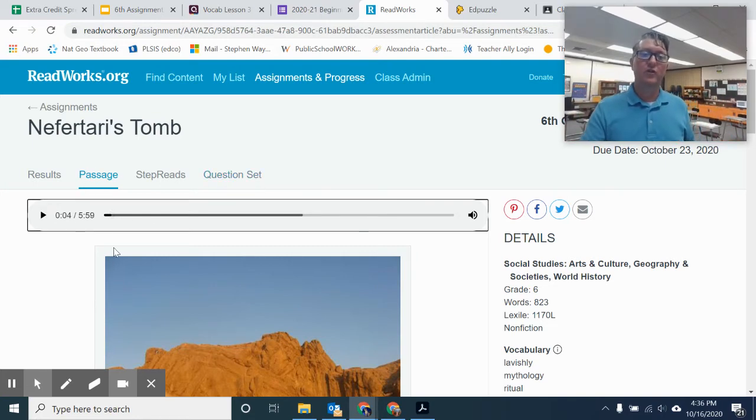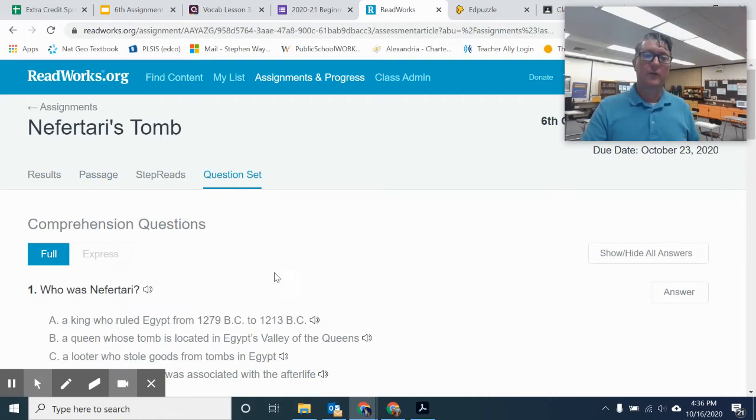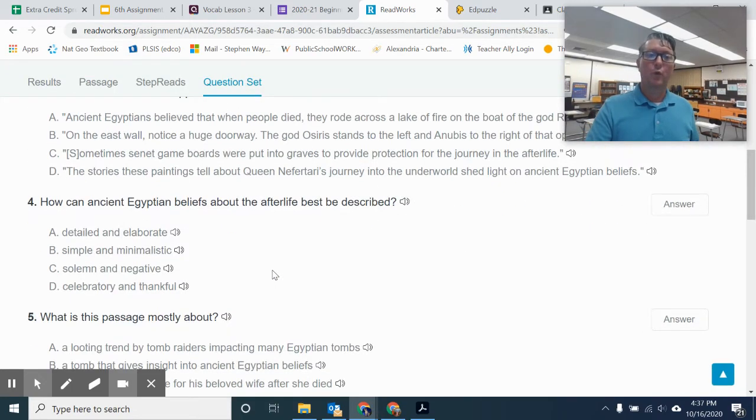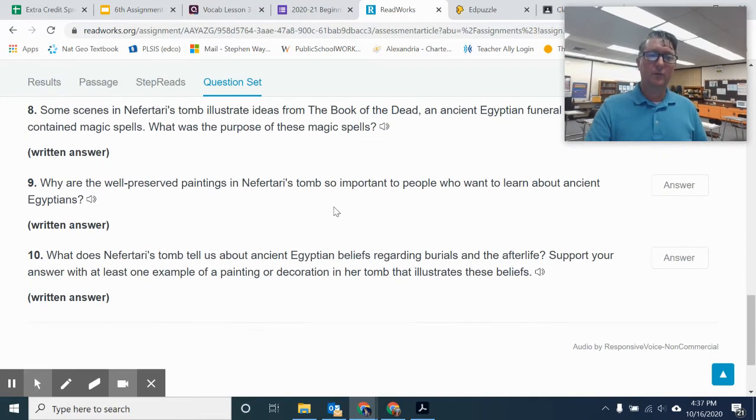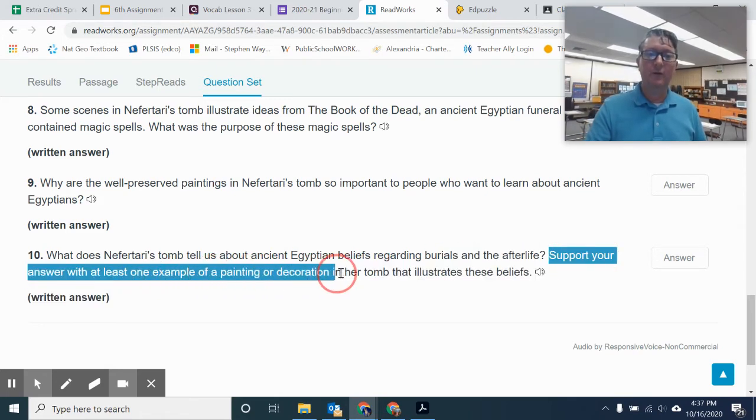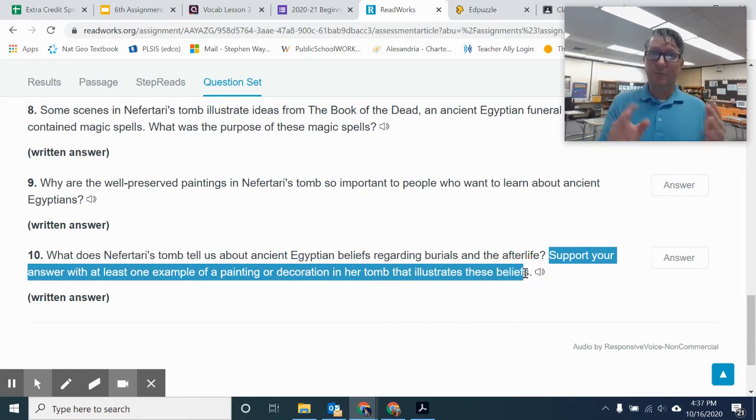There is a question set at the end. Make sure when you answer the questions and it asks you to have a written answer, please use complete sentences, especially when it says support your answer with at least one example of a painting or decoration in her tomb. So no example of a painting or decoration, then no points.